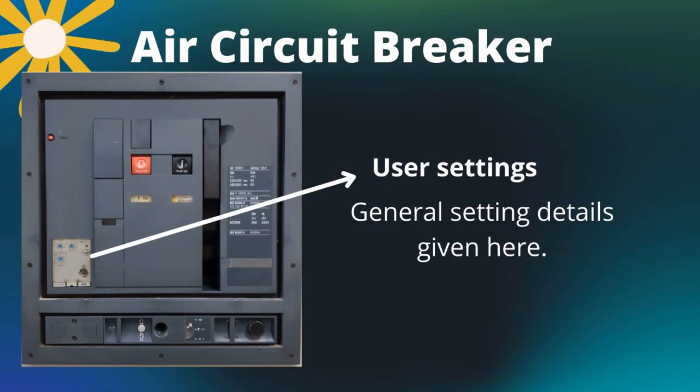User settings. This section is used to set the required current and tripping mode. Mode and type of settings may vary depending on the model and make. Here we explain the general settings provided in the ACB.